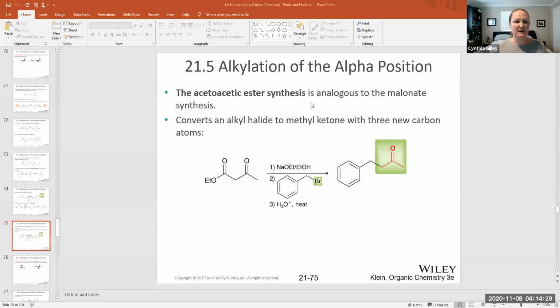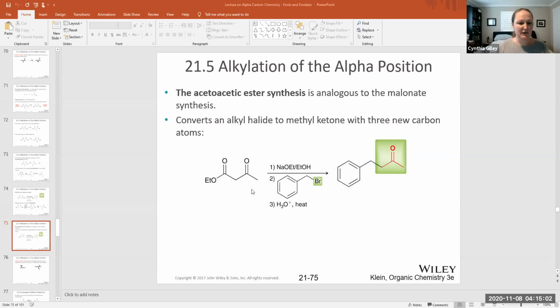Okay, so we were just talking about the malonic ester synthesis, which converts an unhindered alkyl halide to a carboxylic acid. But perhaps we want a methyl ketone instead of a carboxylic acid. We can do that with a related reaction called the acetoacetic ester synthesis. And it's so called because we start with ethyl acetoacetate instead of the malonic ester.